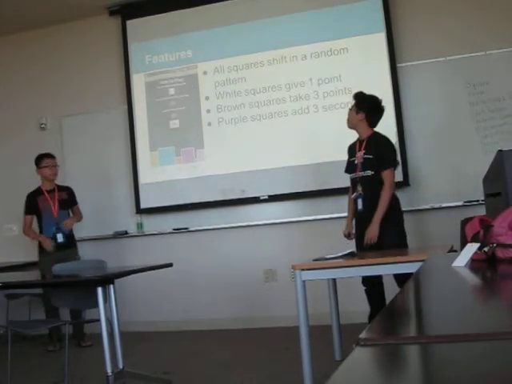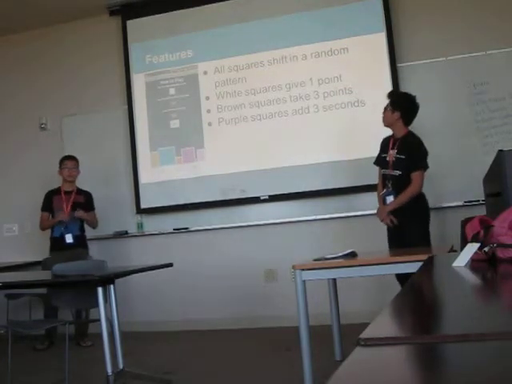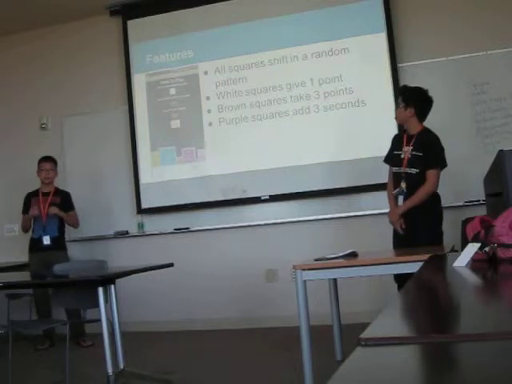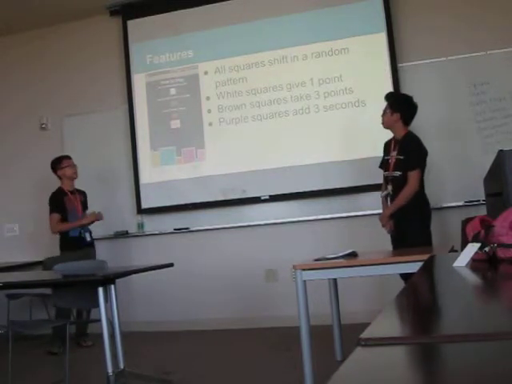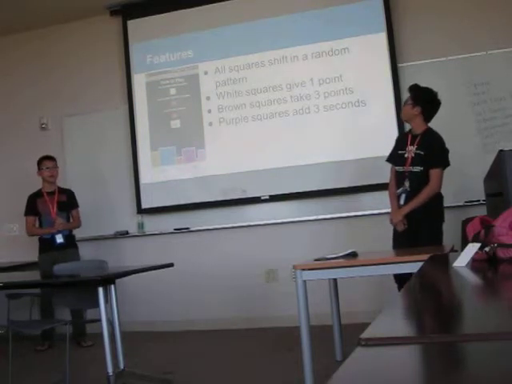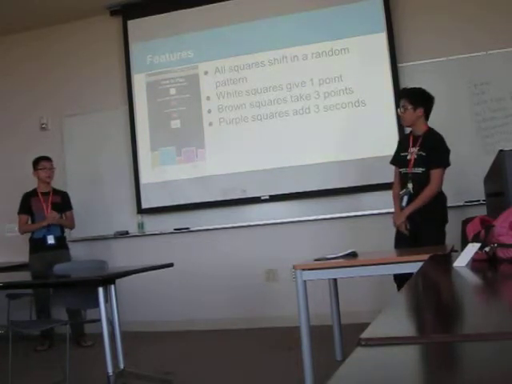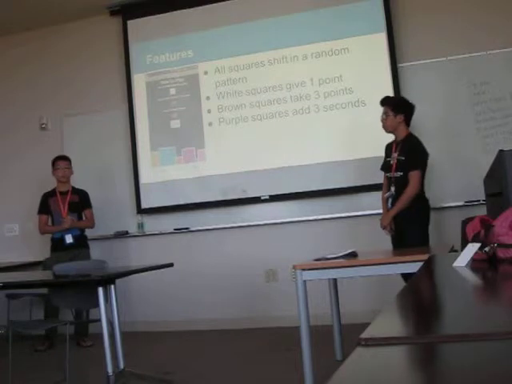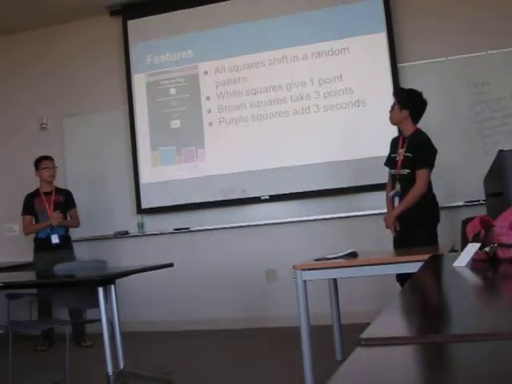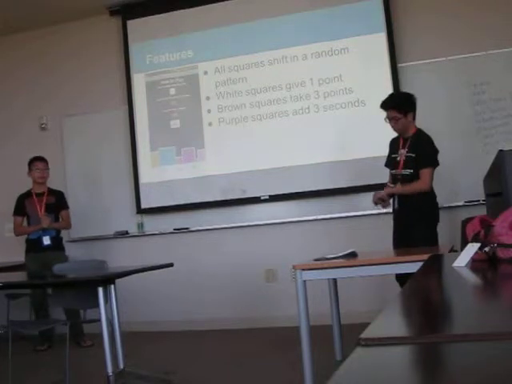Okay, so there's 3 different kinds of squares. You have white squares, which give you 1 point, brown squares, which take away 3 points, and purple squares, which add 3 seconds to your timer, so you have more time to get more white squares. And all the squares are kind of random, so every time you tap a white square, it moves into a random position on the screen, and it gets smaller. The brown squares move every 1 second, and the purple squares have a 10% chance of appearing every second.